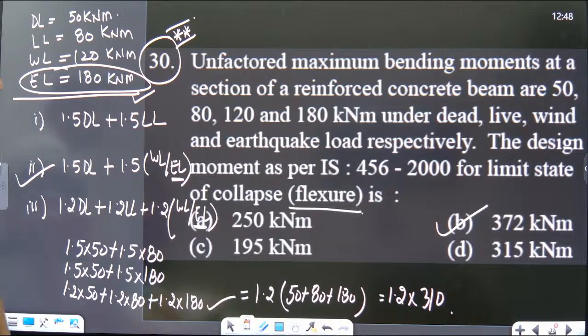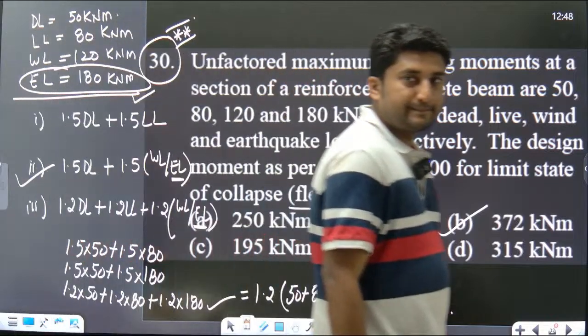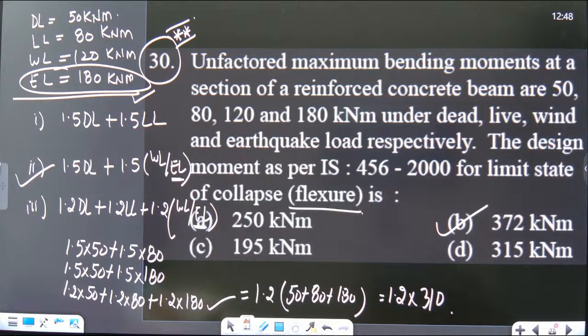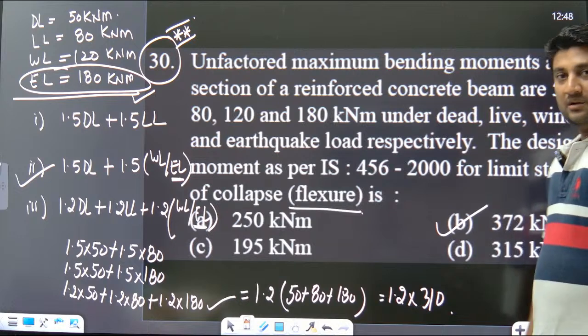Getting my point, everyone? Yes, 372 is the correct answer. Understood, everyone? I hope you have understood this question. Yes or no? Clear?